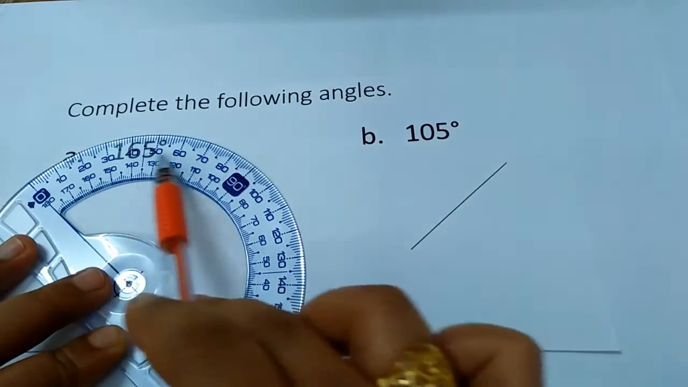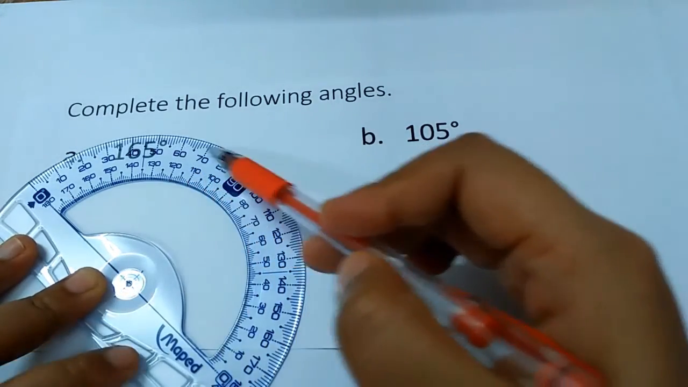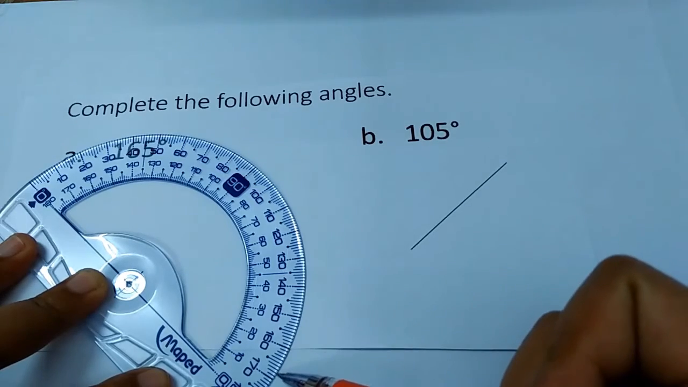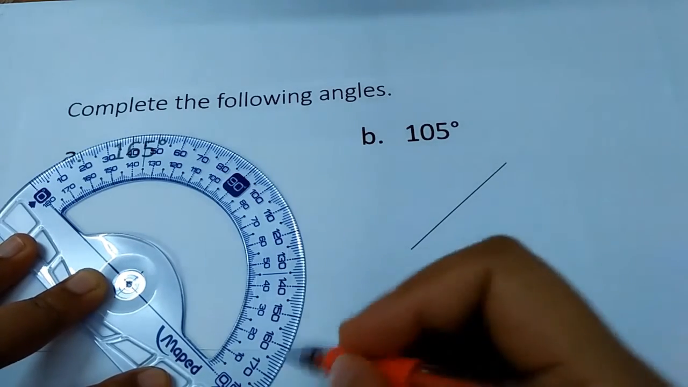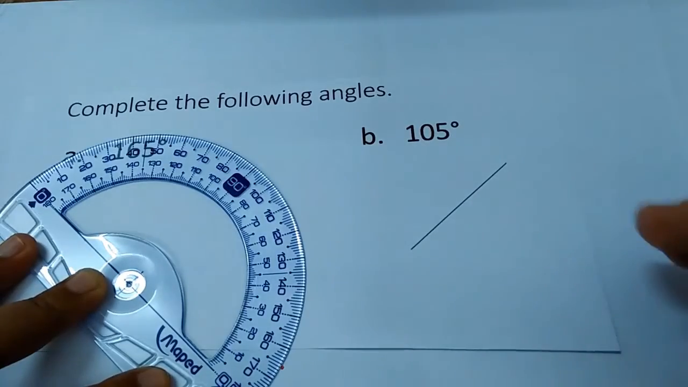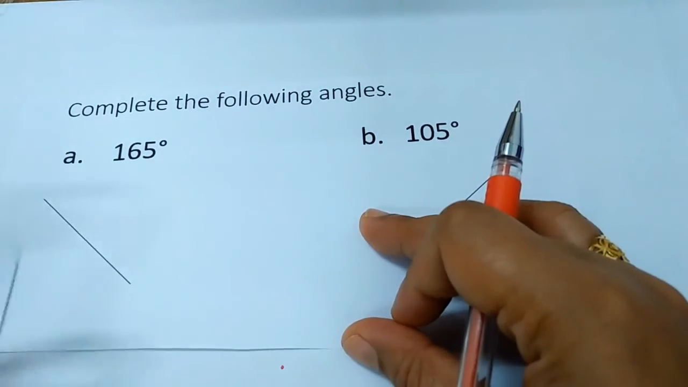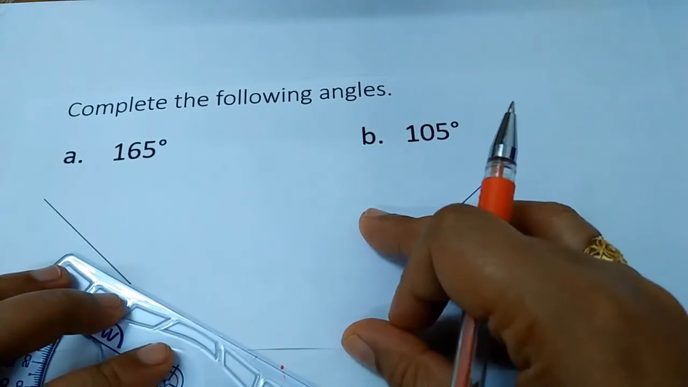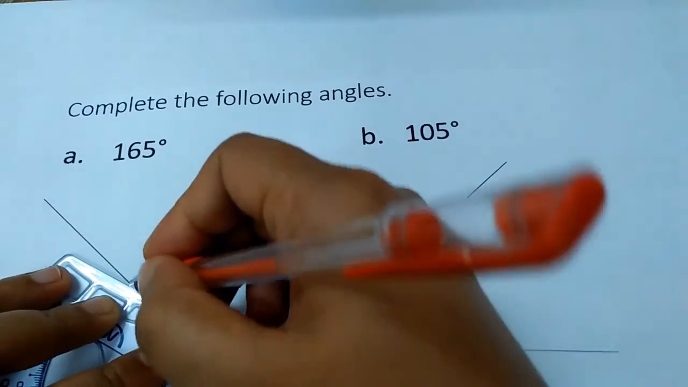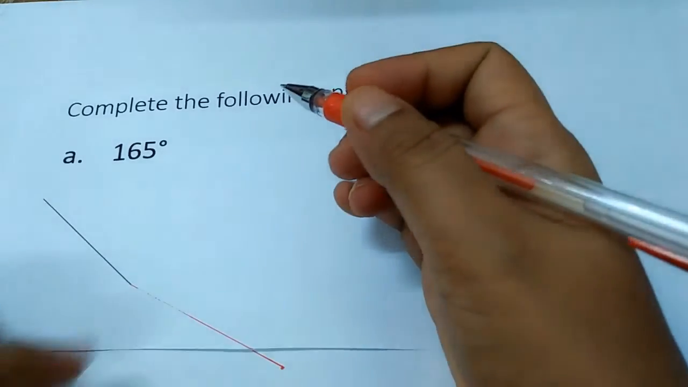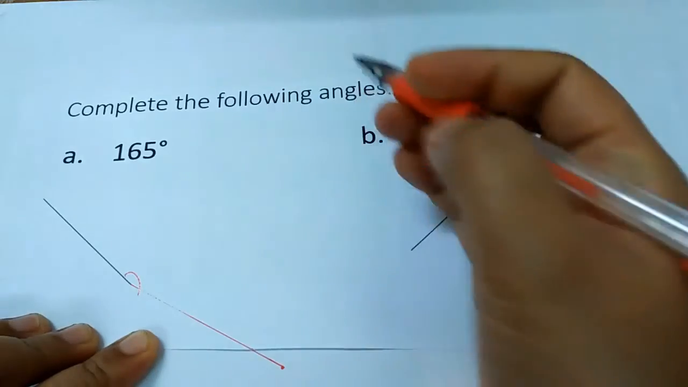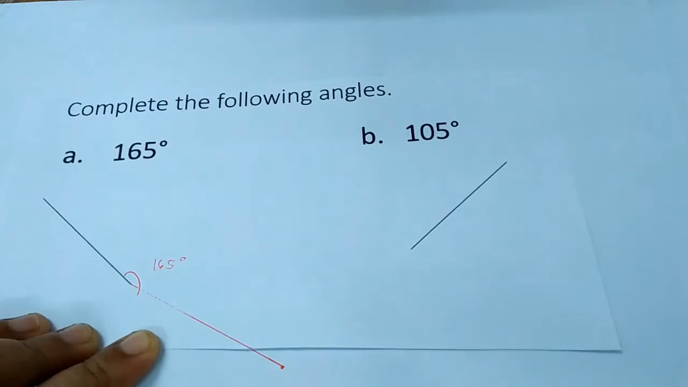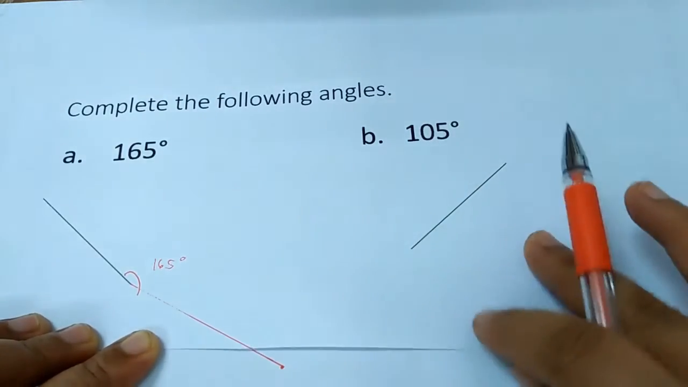So 0 until, that is the outer scale, 160, 165. Make a dot. Take out the protractor and make a line. Okay, it means this angle is 165 degrees.